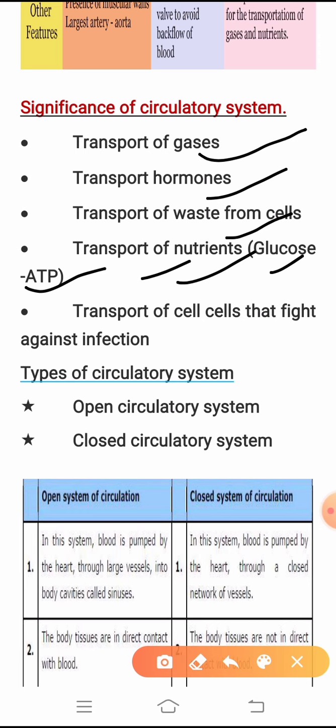And transportation of cells that fight against infection. As I told you, when I talk about fighting against infection, you have to remember WBC, white blood cells, right? These white blood cells help in building immunity inside our body. They also help to fight against the diseases or the infection-causing germs inside our body.